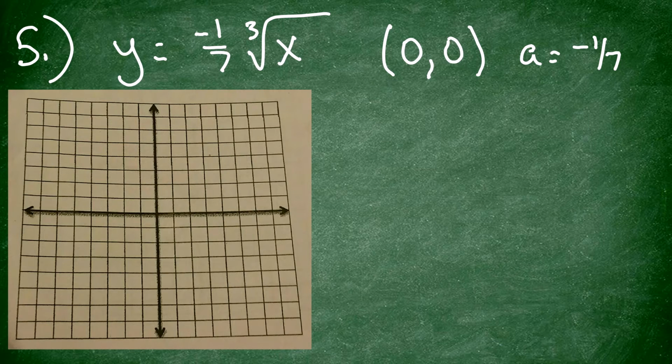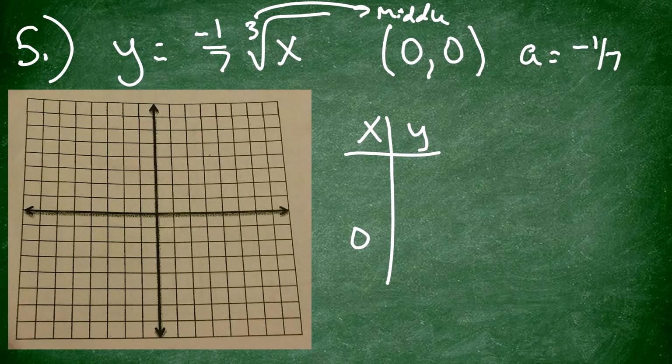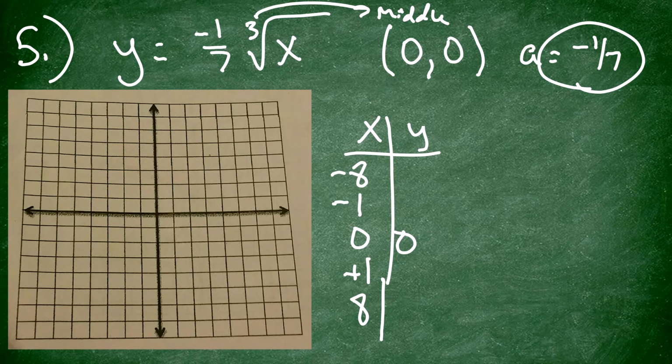Because it's a cube root, it's a middle point. So that tells me right there, it's a middle. So I have x and y, 0, 0 in the middle. I have minus 1, minus 8, plus 1, plus 8. Now, I can use a to fill in the rest, so I have negative 1/7, negative 2/7. I subtract, so when I subtract the negative, I'm actually adding. So I have 1/7 and positive 2/7.